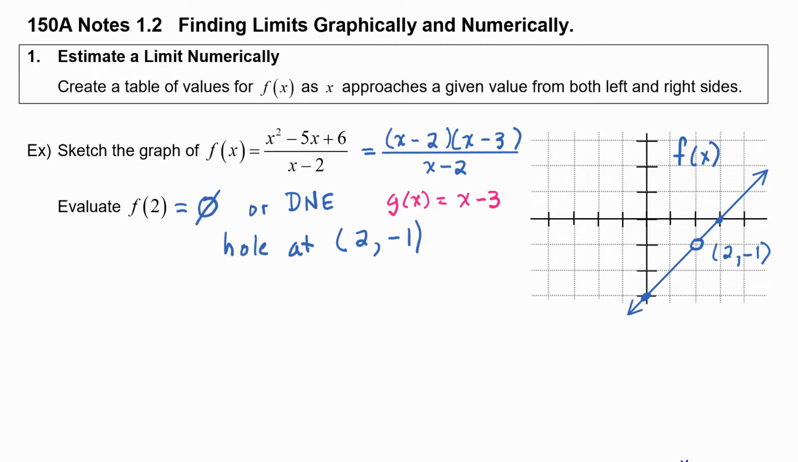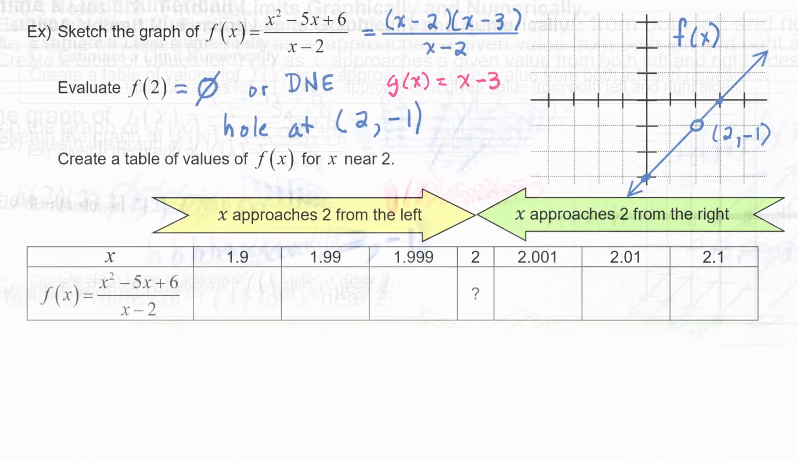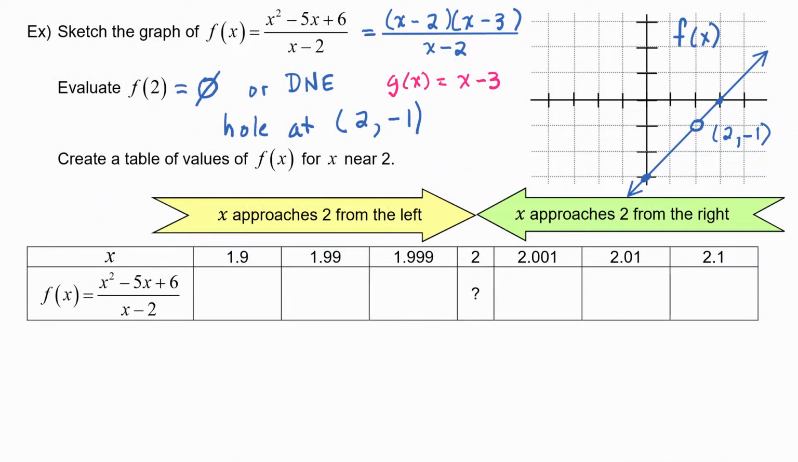Now we have our graph of f of x, and we can go ahead and continue to analyze this function to explore limits. So what we need to do now is to create a table of values of f of x for x near 2. So we've got this table here that we're going to fill in.